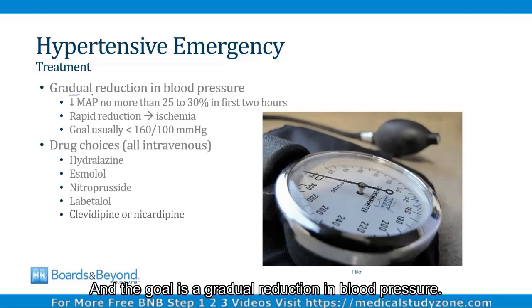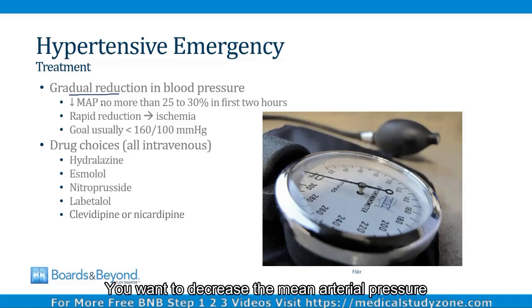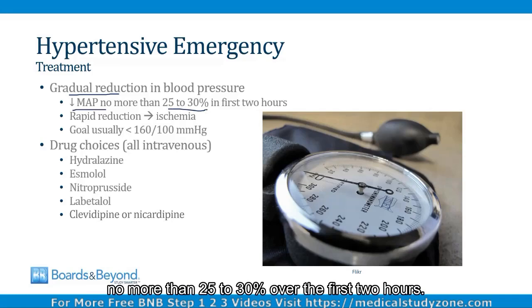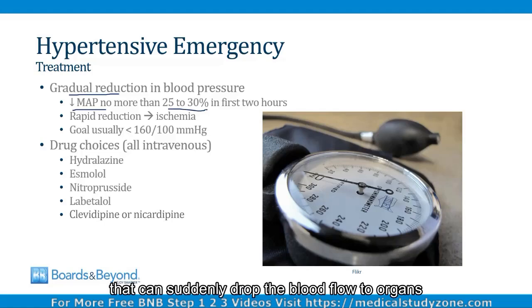And the goal is a gradual reduction in blood pressure. You want to decrease the mean arterial pressure no more than 25 to 30% over the first 2 hours. And the reason for this is because if you drop the blood pressure too fast, that can suddenly drop the blood flow to organs and cause ischemia.